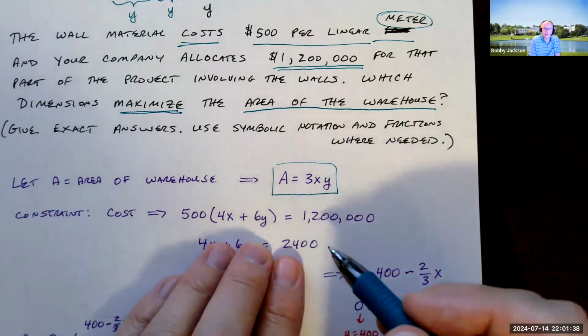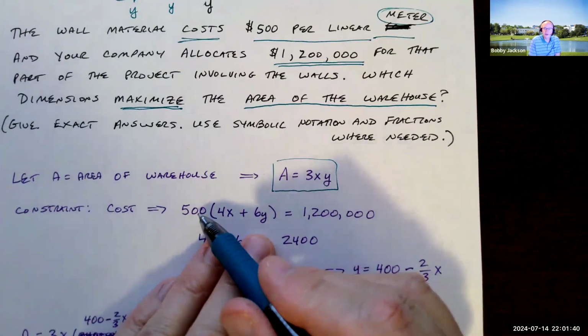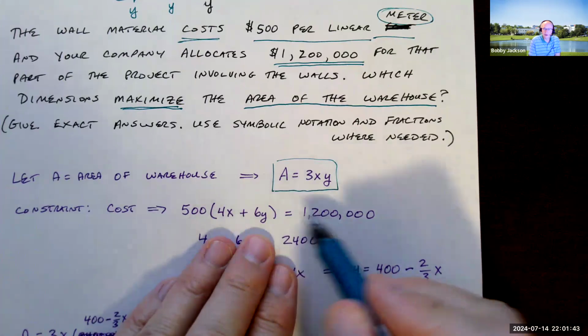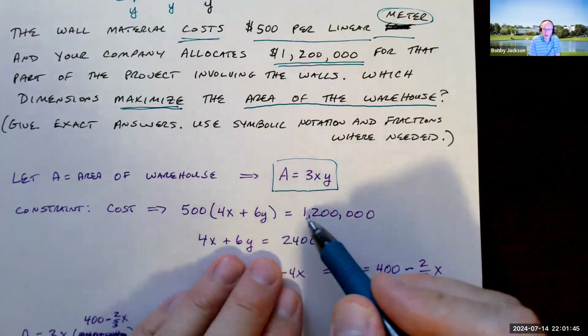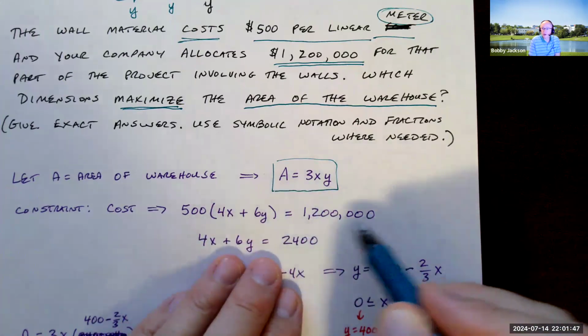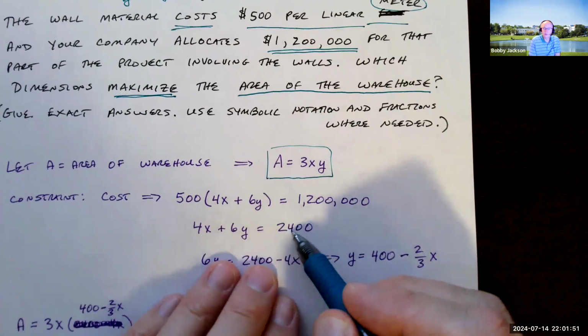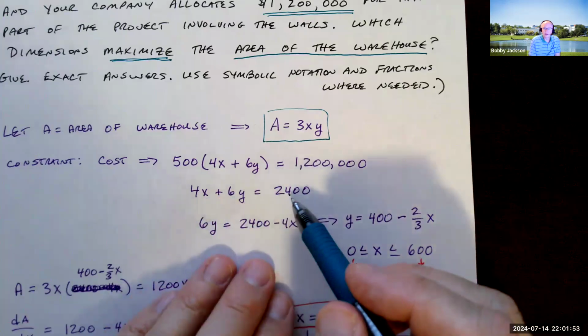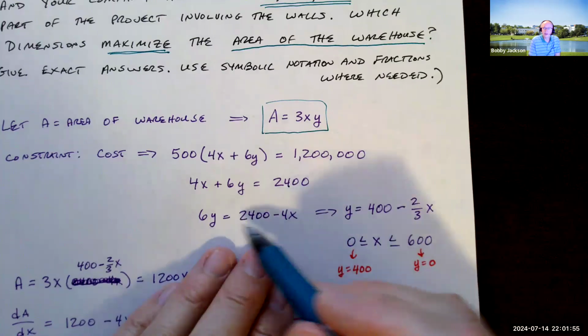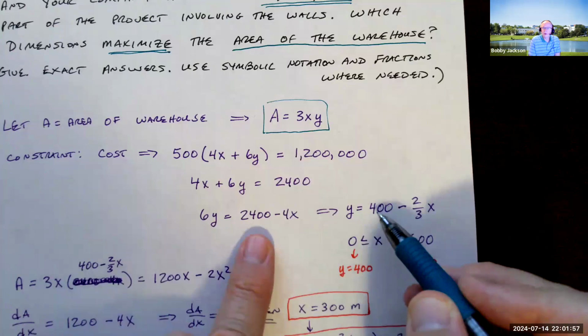All right, I'm going to solve for y. Instead of distributing the 500 through, I'm just going to divide both sides of my equation by 500. And 1,200,000 divided by 500 is 2,400. And so I get 4x plus 6y is equal to that. I can subtract 4x, divide by 6.